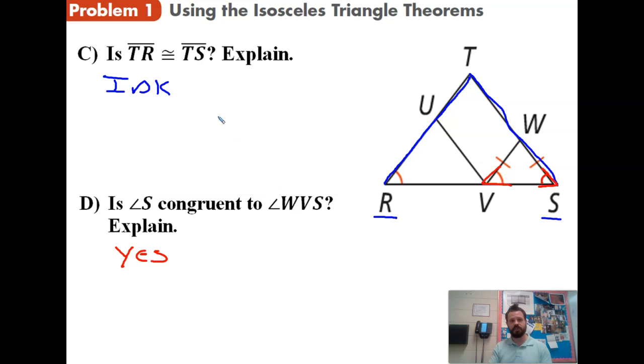But then also, notice in the first one, we talked about angle S as well. So I can actually get rid of this IDK and say yes for this one as well at this point. Okay, since angles R and S are congruent, they both have one arch on them, we know that the sides they're across from will be congruent as well.